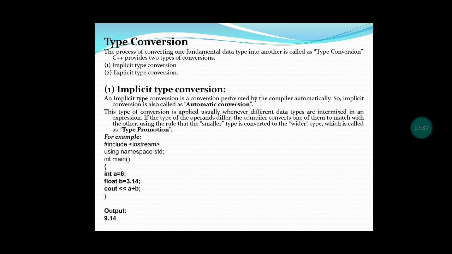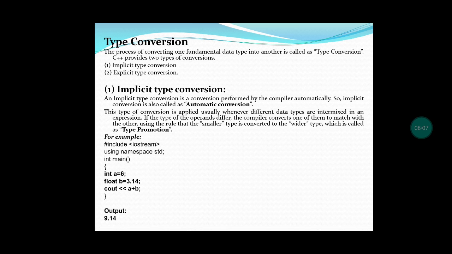Next, let us see about the type conversion. Type conversion is a process of converting one fundamental data type into another. Suppose an integer can be converted to a character, or a character can be converted to an integer, that type of conversion is called type conversion. This type conversion is classified into two categories: one is implicit type conversion and another one is explicit type conversion.